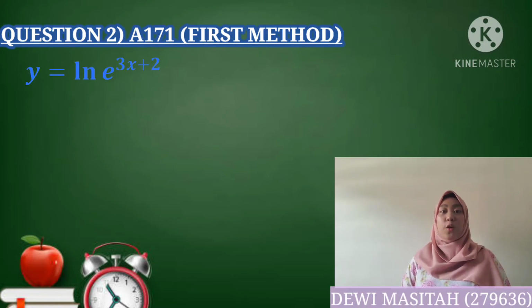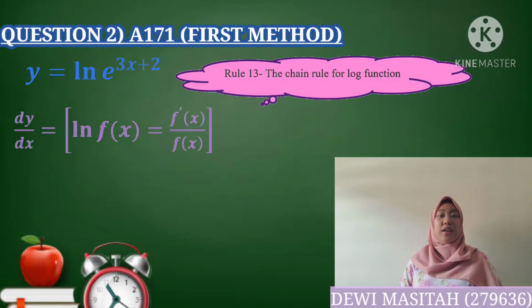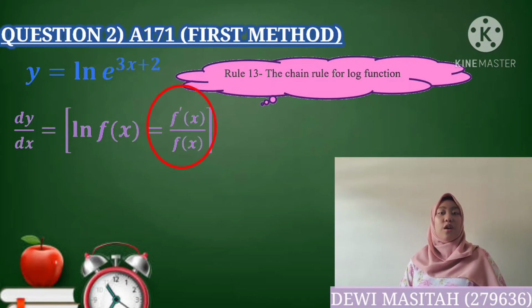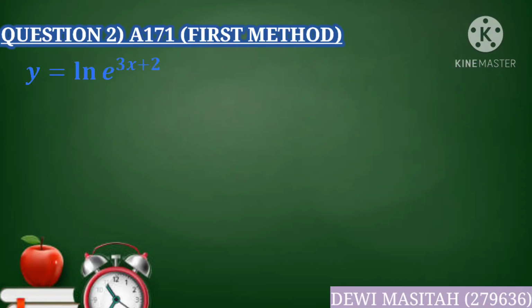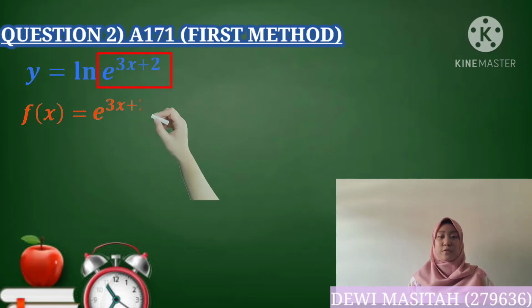For the first method, we use the chain rule for the log function, and the formula is ln f(x) derivative equals f prime x over f(x). Before we use this formula, we need to define the value of f(x) and f prime x. From the question, we can define f(x) as e power of 3x plus 2.